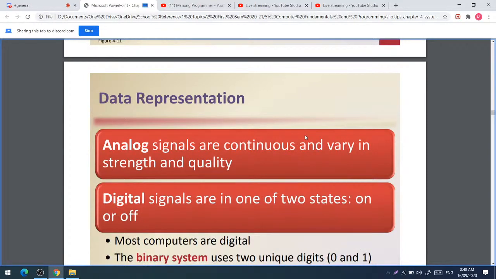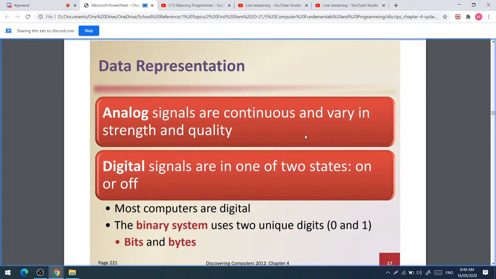Then, we also have the so-called data representation. Data is represented in two types of signals. The analog signal and the digital signal. The analog signal is the so-called sinusoidal waves po natin. Yung continuous signal, that is the analog signal. Then we also have the digital signals.